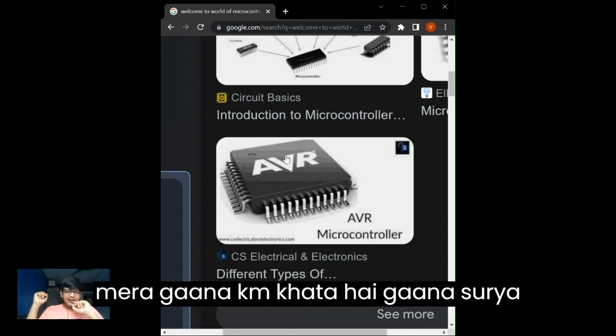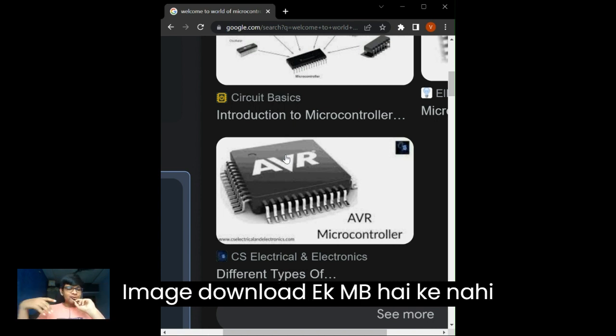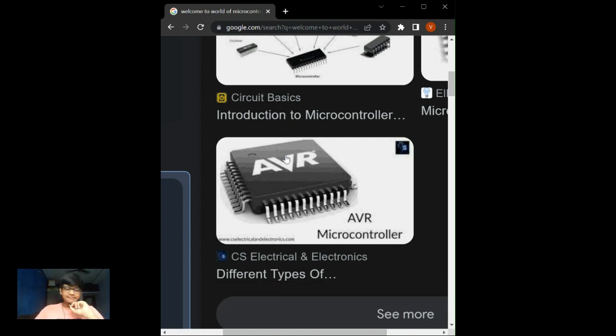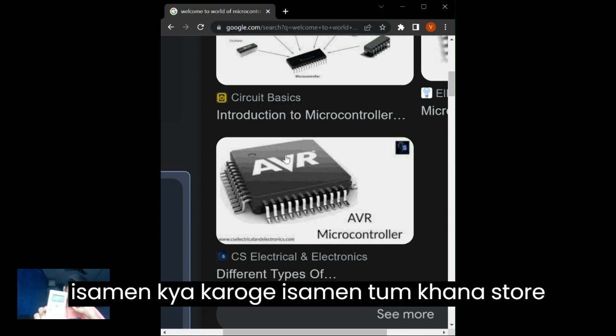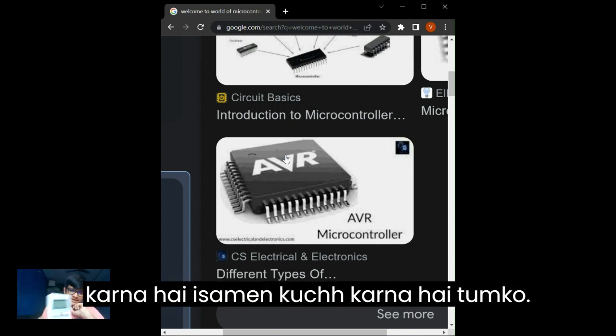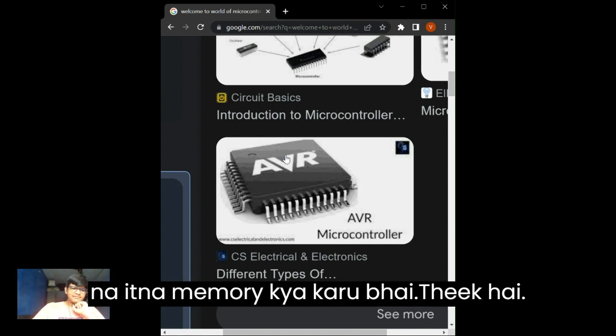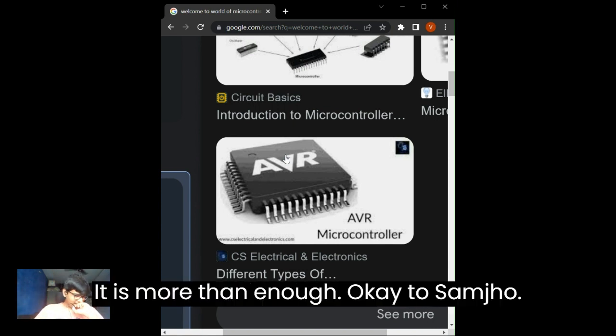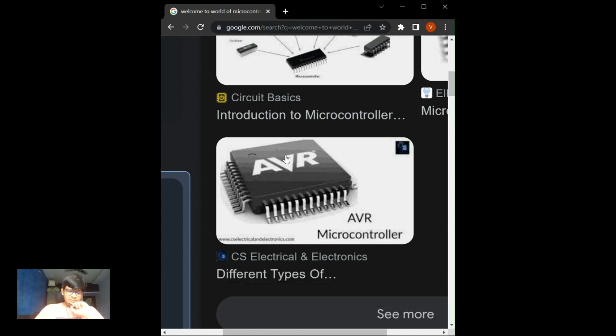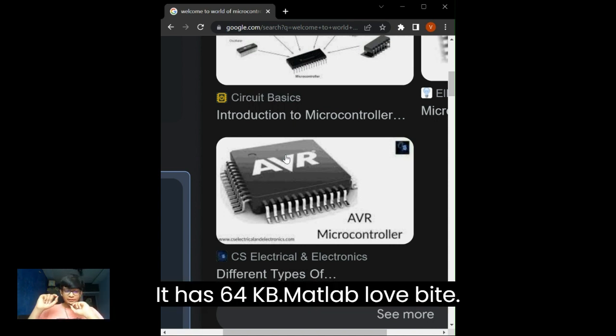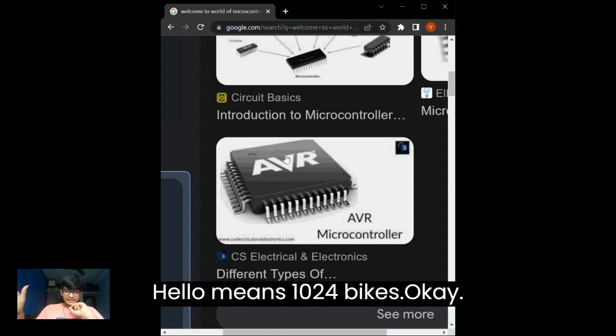अभी के बच्चों को लग रहा होगा भाई मेरा गाना 1 MB का आता है, गाना छोड़ो यार इमेज भी डाउनलोड 1 MB की, तो 4 KB में क्या ही उखाड़ लेंगे? इसमें क्या करोगे तुम मेरे को बताओ? तुम्हें गाना स्टोर करना है? नहीं, बस तुमको बटन दबाना है, टेम्परेचर सेट करना है, बस इतने प्रोग्राम्स हैं ना, इतना मेमोरी का क्या करोगे भाई? ठीक है, it is more than enough.